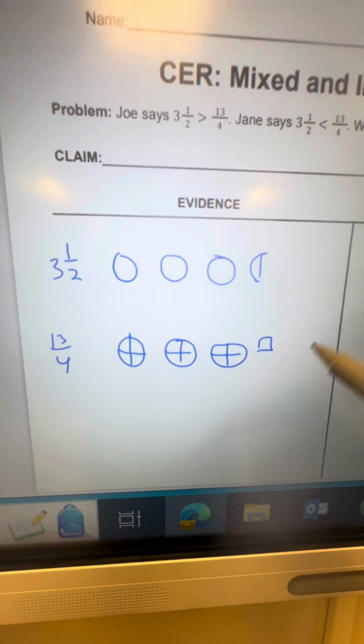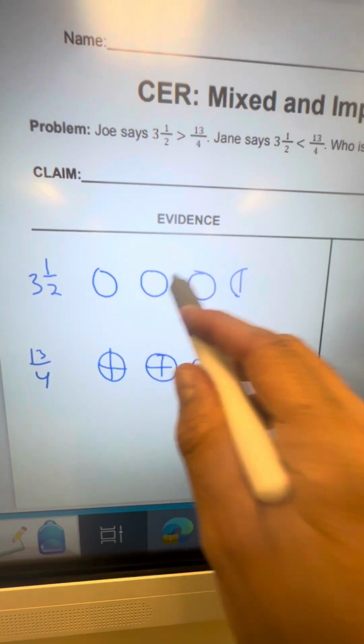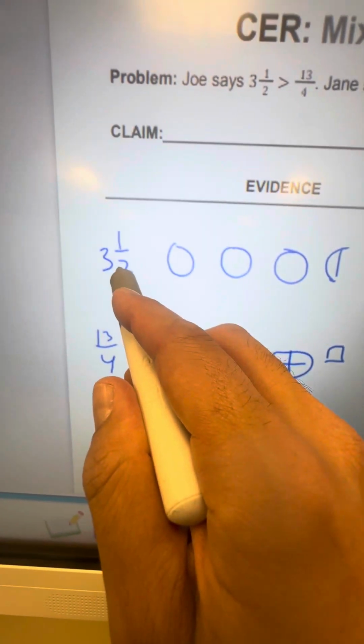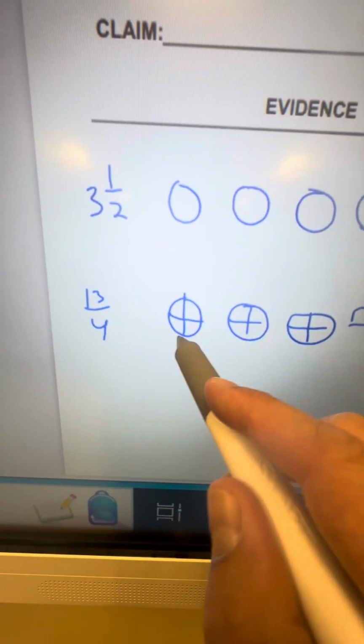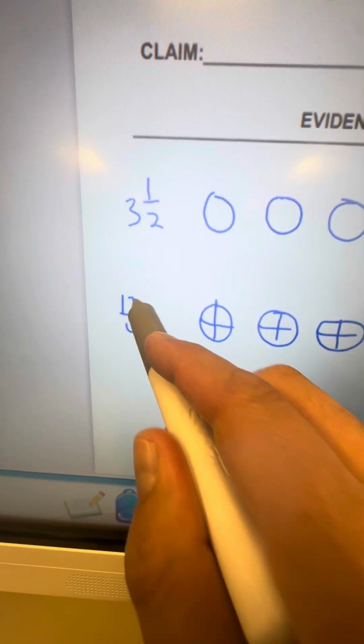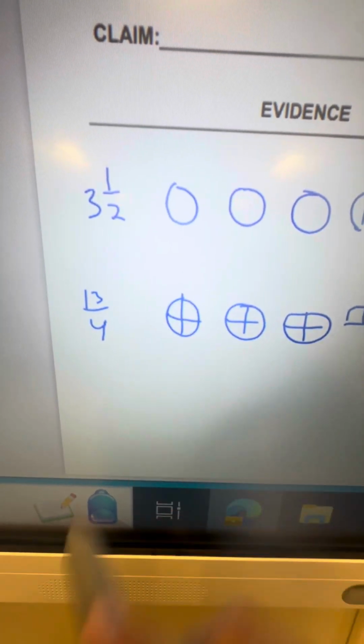So what I first did is I created a model. This right here is 1, 2, 3.5. So I labeled it 3.5. And this right here is 13/4. Each of these, you can see the 4 tells me that I'm splitting this up into 4 slices, and I need 13 of these slices that are 1/4 each.